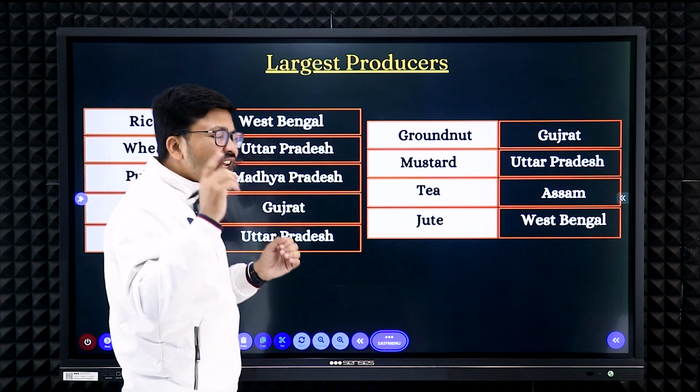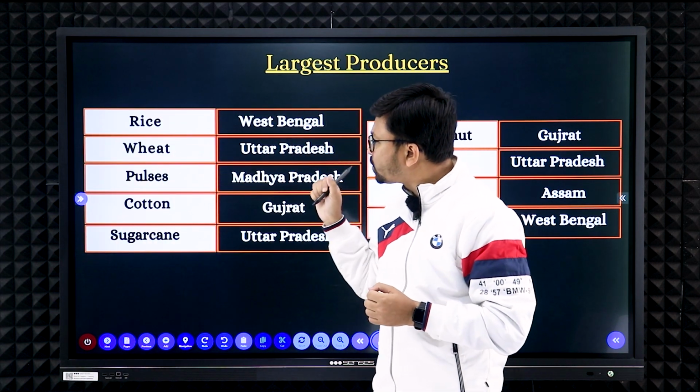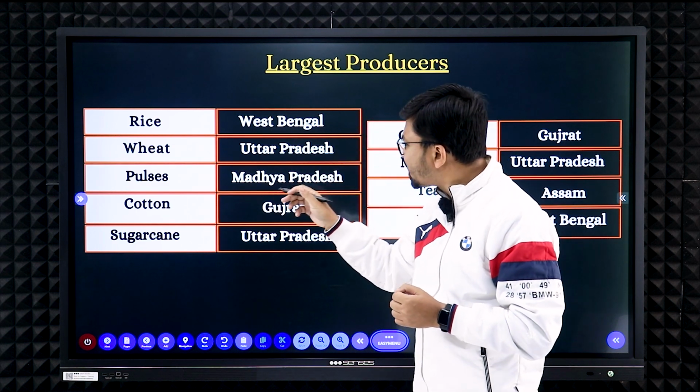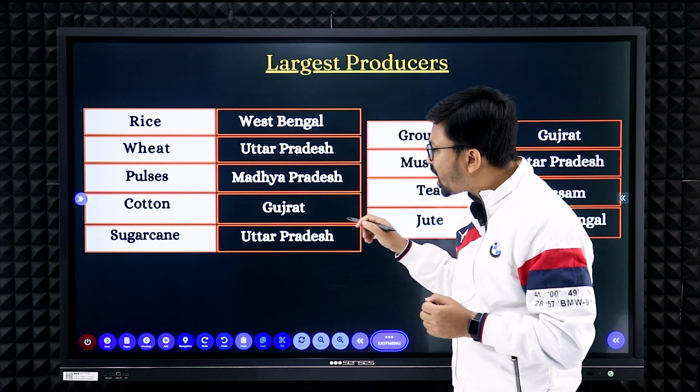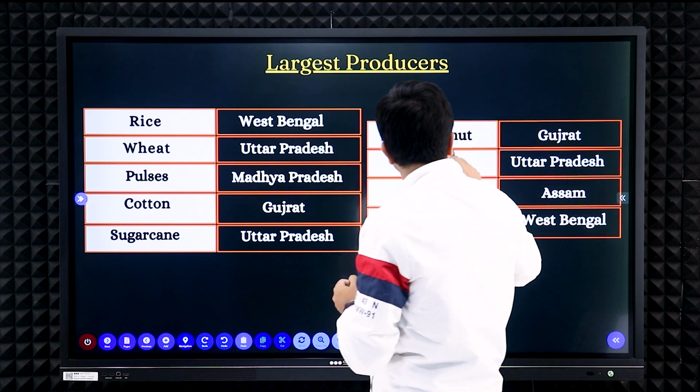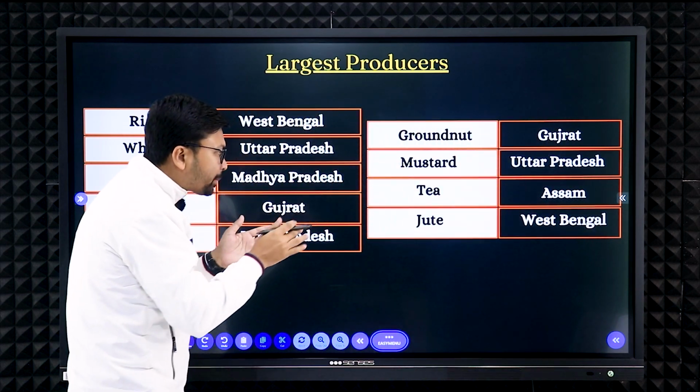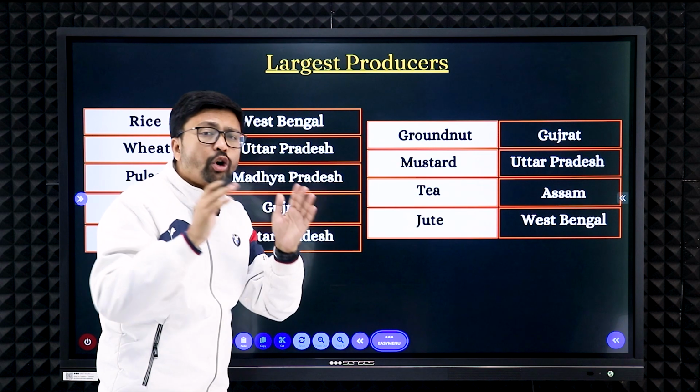So I repeat: rice, leading producing state, West Bengal. Wheat, Uttar Pradesh. Pulses, Madhya Pradesh. Cotton, Gujarat. Sugarcane, Uttar Pradesh. Groundnut, Gujarat. Mustard, Uttar Pradesh. Tea, Assam, and jute, West Bengal.